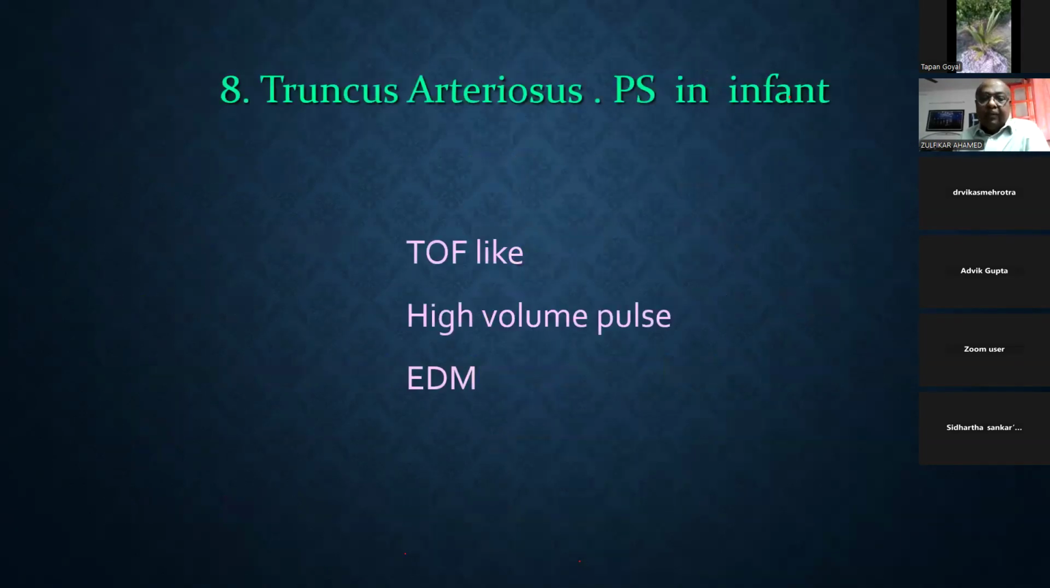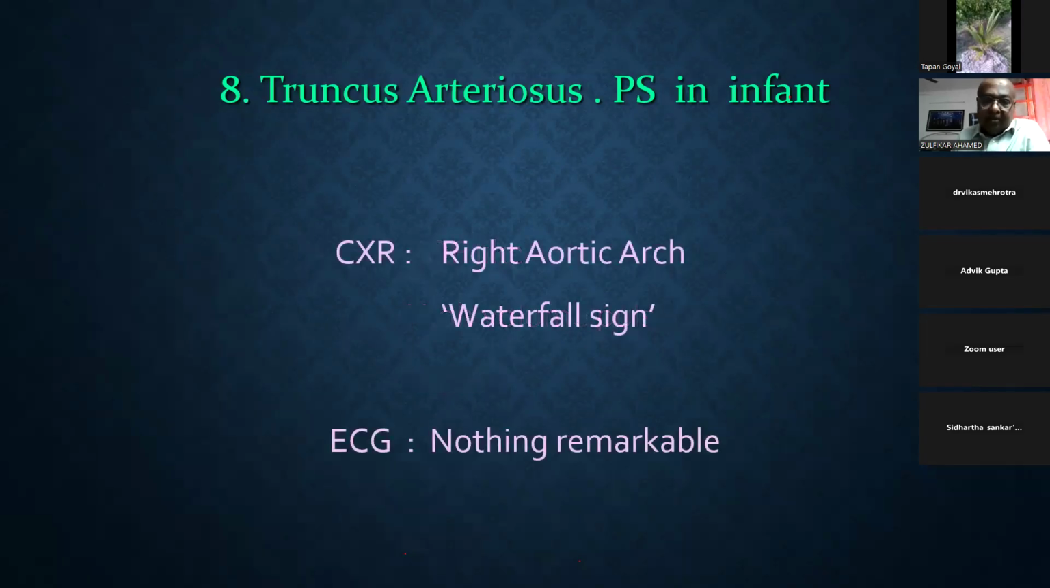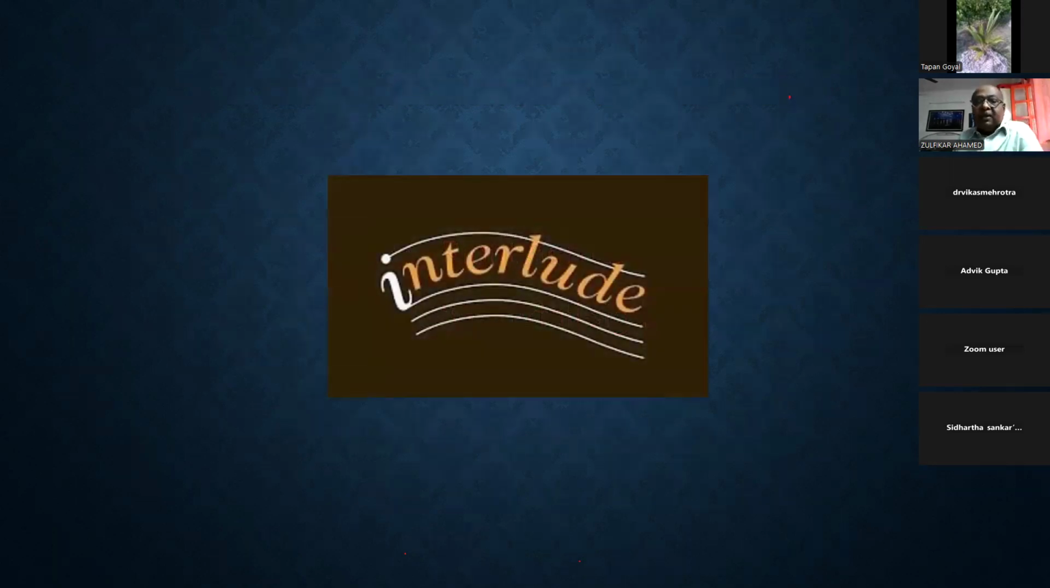Then we have truncus, which is very rare, which can present with PS, sometimes with a high volume pulse and an early diastolic murmur. And you have a right aortic arch. In almost 50% of truncus arteriosus, you can have a right side aortic arch.